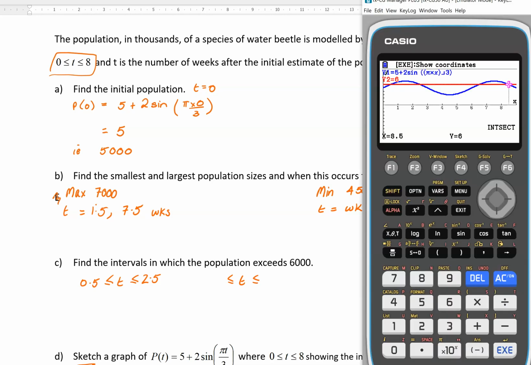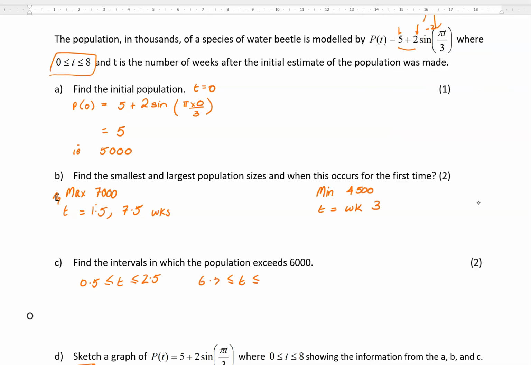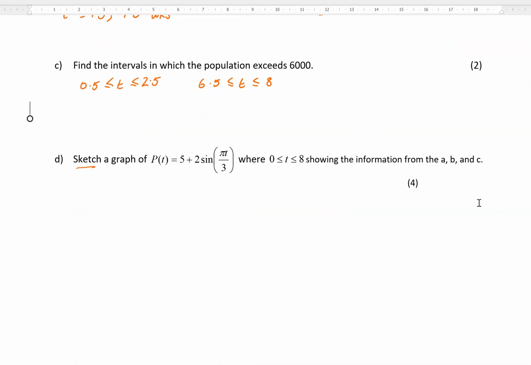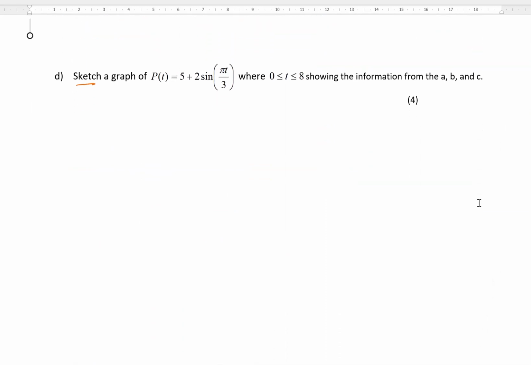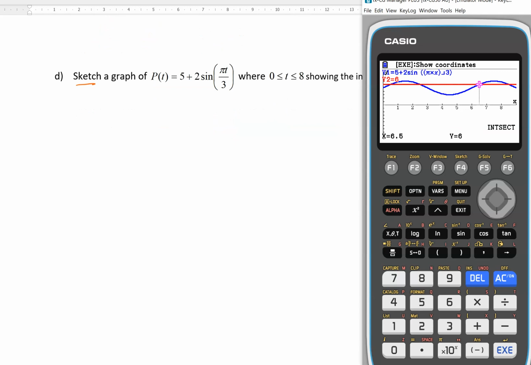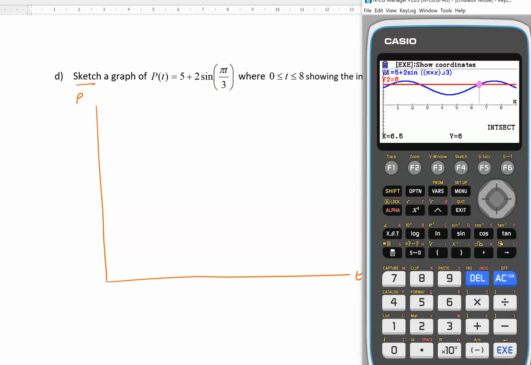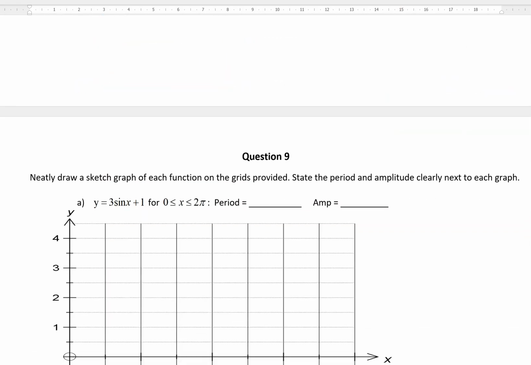What was that again? 6.5. So we've got 6.5, and I guess we'll put 8 because we've got our limit here of 8. We've sketched the graph, so you just need to draw that nicely. I wouldn't put this wasted space down here. Okay, so leave that as T, as P, and I'm running out of time here, so you can sketch that. I'll leave that to you.